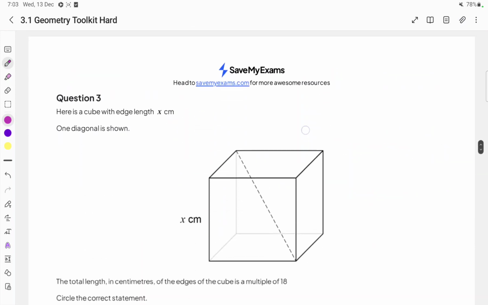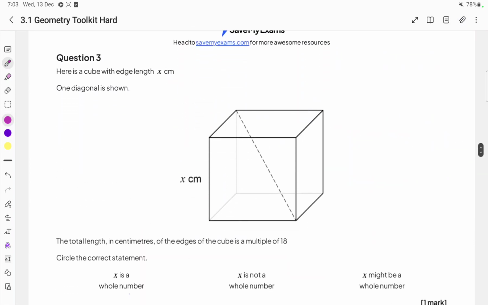Okay, next one. Now in question number 3, here is a cube with edge x centimeter. Cube means all lengths are equal, all sides are equal. This is x, this is also x, everything is x. One diagonal is shown, this is one diagonal we have. So the total length in centimeter of the edges of a cube.